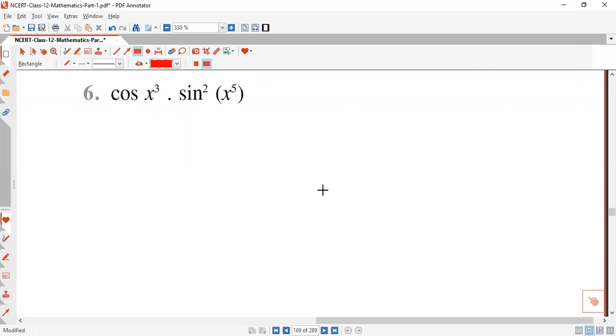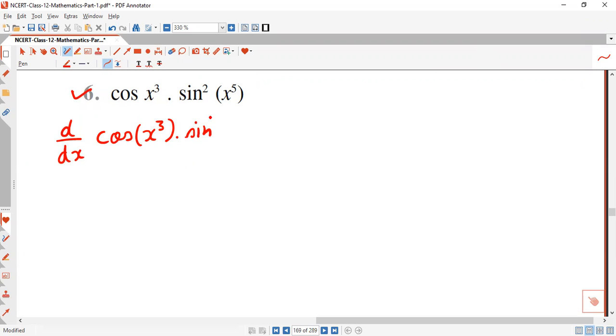Now, I would like to do question number 6: cos(x cubed) into sin square(x raised to 5). In these questions, we want to do the dy/dx of these terms. Cos, this angle is x cube, multiplied by sin square, and this angle is x raised to 5. So here you see there are two functions, this function and this function. This is a product of two functions.